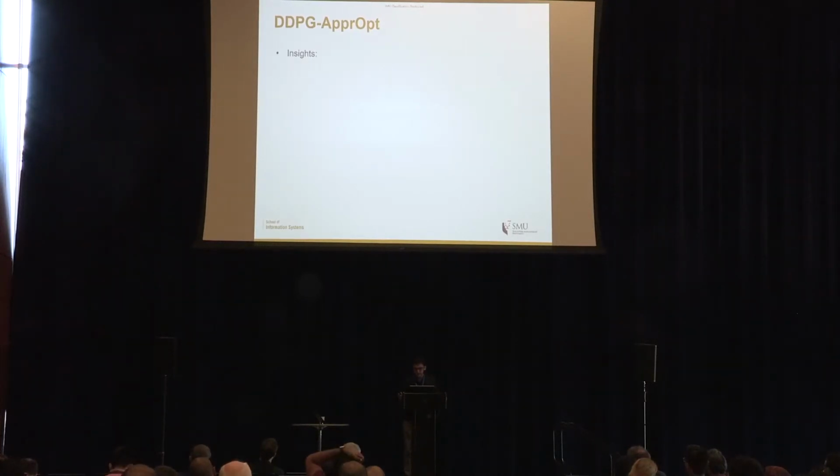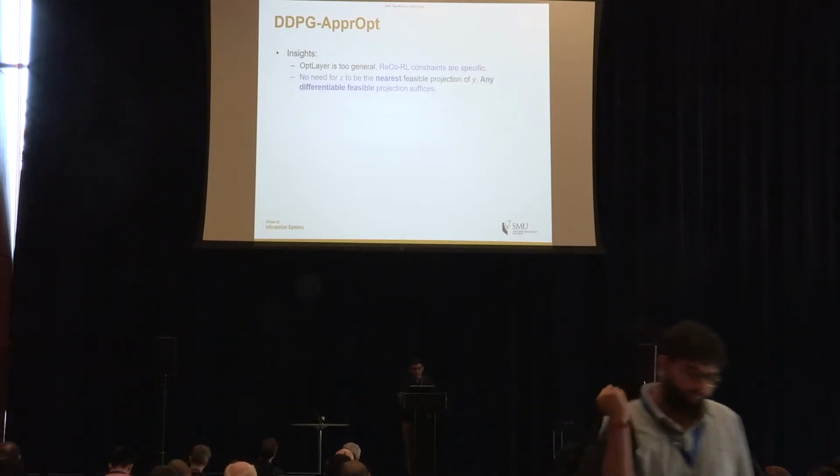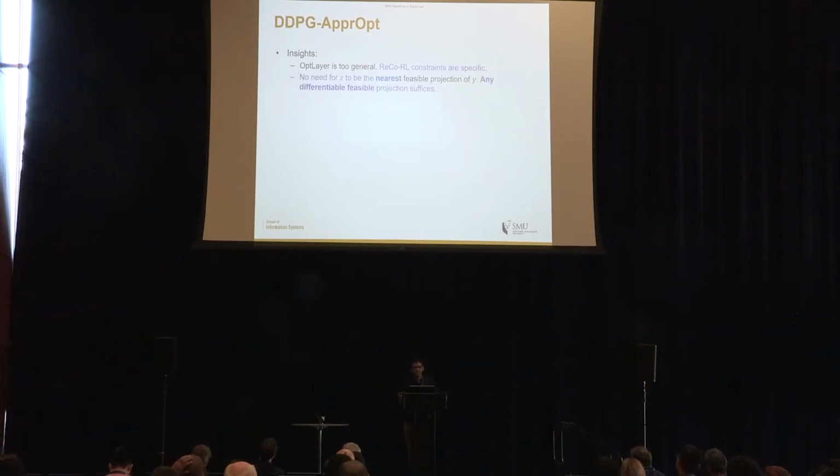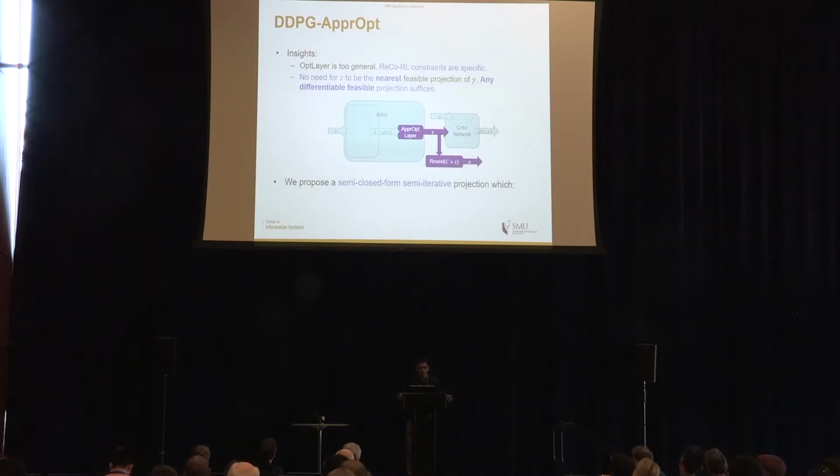So these are the key insights. We observe that OptLayer is too general, and we have a specific kind of constraints for the kind of problems we are trying to solve. And more importantly, we observed that there is no need for Z to be the nearest feasible projection of Y. It can be any differentiable feasible projection, and that would do the job. So this is the kind of architecture we want to design. We want our layer to do the job.